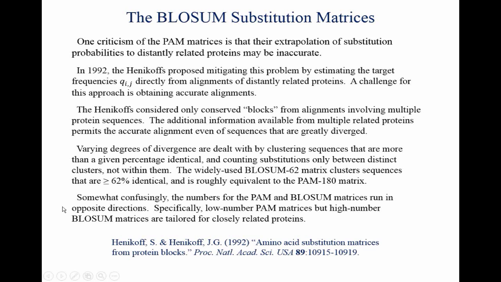One thing that is a little bit confusing, if you don't become aware of this early on, is that the numbers in the PAM and BLOSUM series have very different meanings, and they sort of go in the opposite directions. And so a large PAM number corresponds to proteins that are greatly diverged, whereas a large BLOSUM number tends to be associated with sequences that are not very greatly diverged. And if you think about where this number comes from, you'll see why that is.